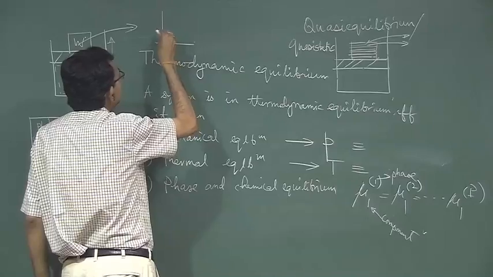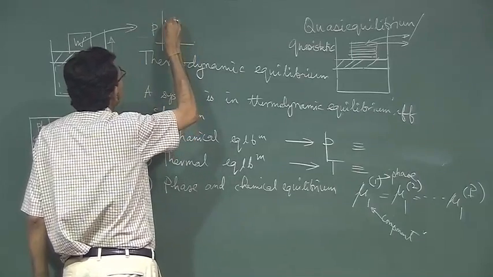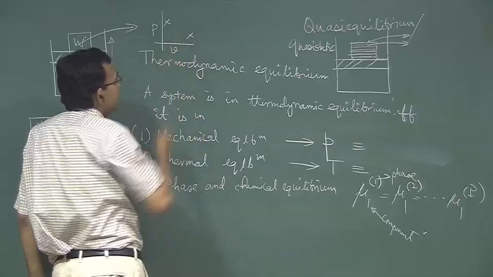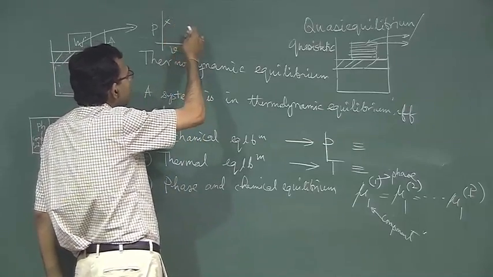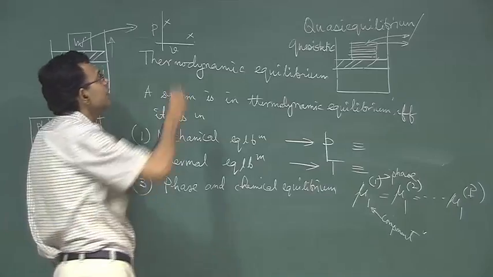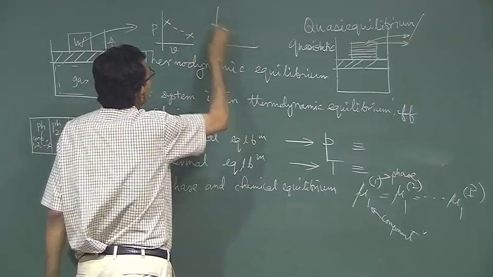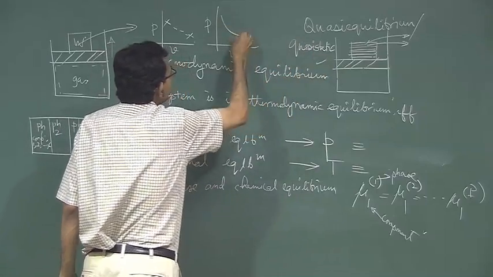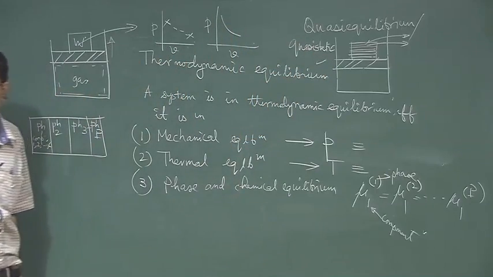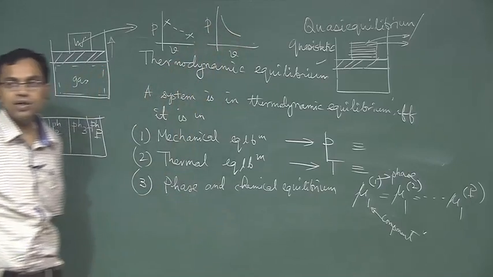Let us say this is a pressure versus volume diagram. In this case, you have the initial state and the final state, but you do not know the thermodynamic path by which it went. So you may represent it by a dotted line. On the other hand, in this case, you may have the thermodynamic path exactly known as a collection of equilibrium states.